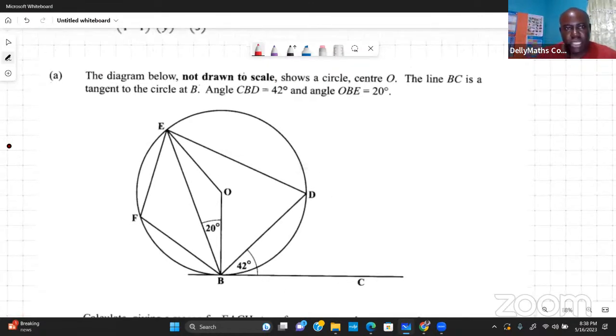Let's go. Circle theory. This comes at like number 9A. It may come for 7 or 8 marks. No more, no less. It says the diagram below, not drawn to scale, shows a circle with center O. The line BC is a tangent to the circle at B. Angle CBD is 42. Another thing that they say to us is that angle OBE is 20. All the information given is there.